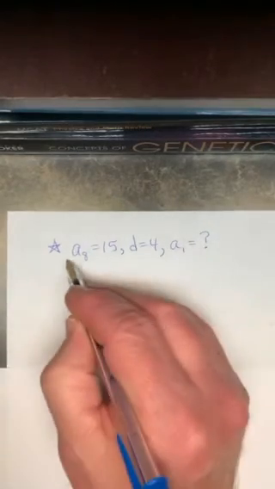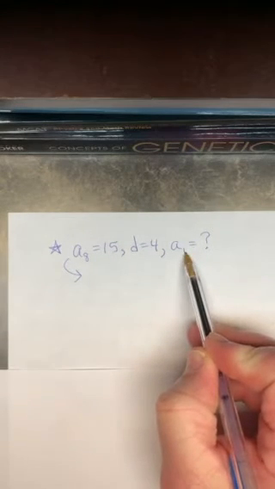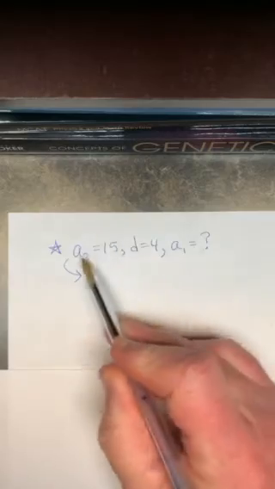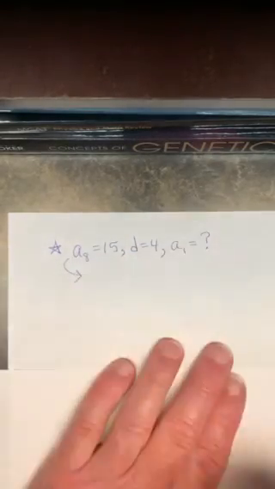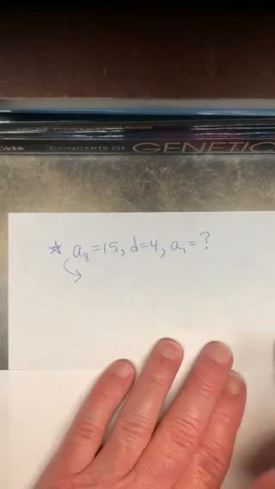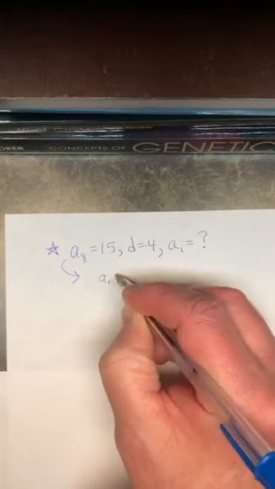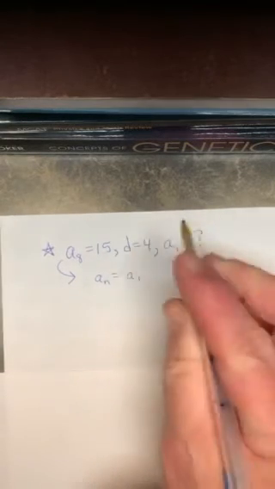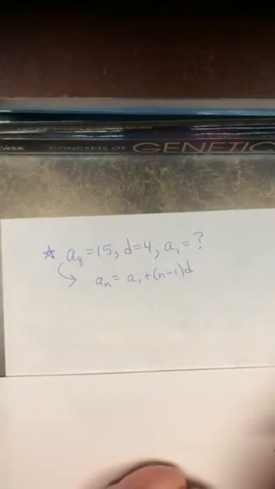So do you agree to do this problem? They're looking for the first term. That's our unknown. Based on what they gave us, isn't your instinct to go back to that formula that I just said to memorize on the front of our paper? Let's see if you remember it. Try not to look. A sub n equals A sub 1 plus parentheses n minus 1 times d.